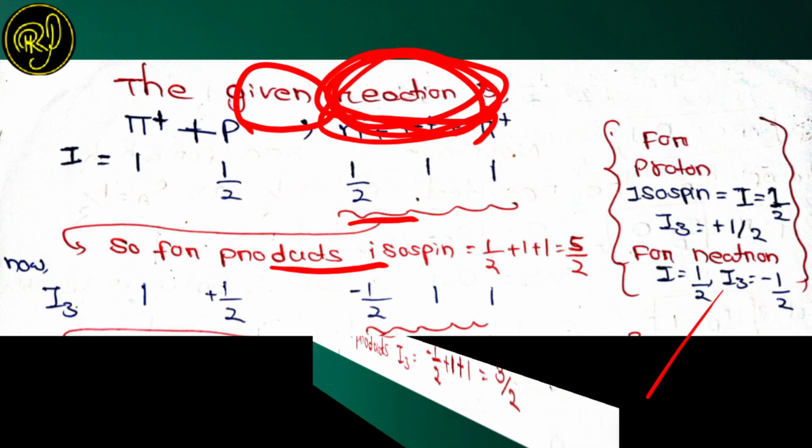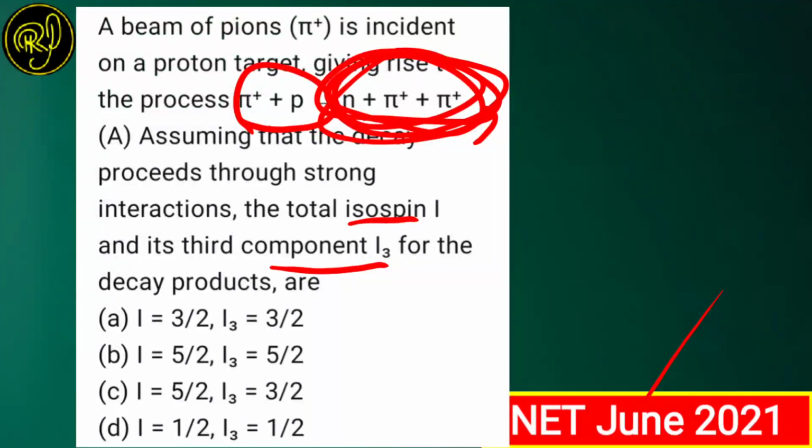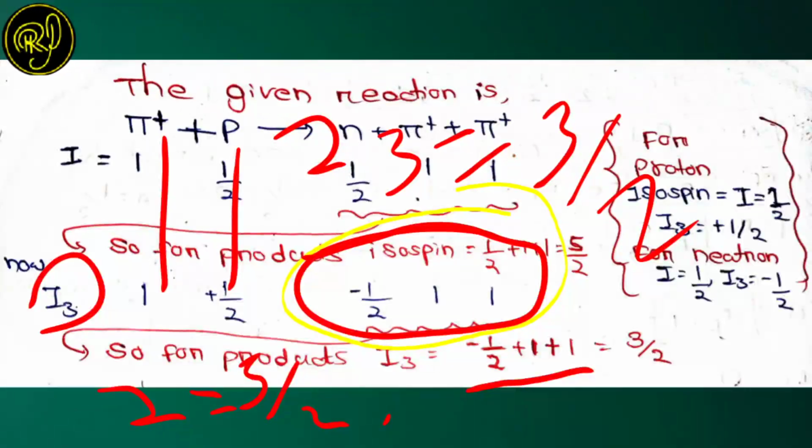So 5 by 2, 3 by 2. Let's see, is there any option like that? Yes, option C, that is I is equal to 5 by 2 and I3 is equal to 3 by 2. So this is how we solve such type of question.